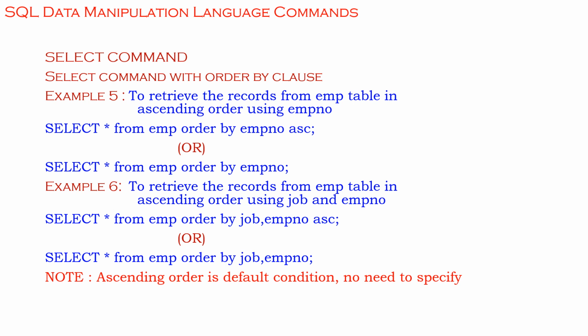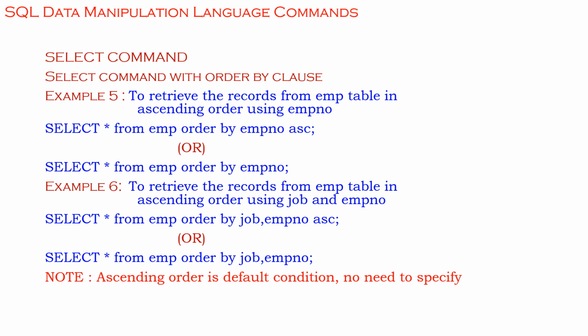And the next example 6 shows again ascending order or descending order. So it's going to be descending order, use DESC. So next is the other version. So ascending order is the default condition. So you need not specify it. If you wanted to make it descending, then you need to specify DESC and make the arrangement or the list of values displayed in descending order.